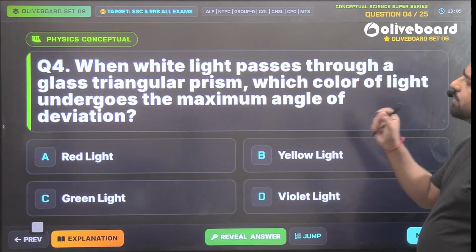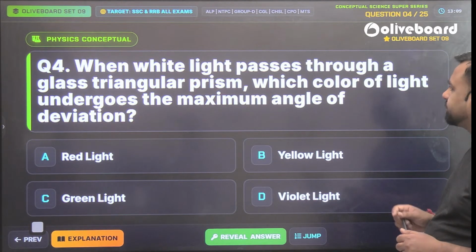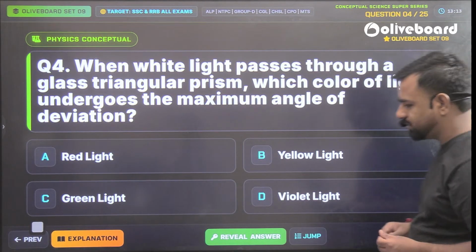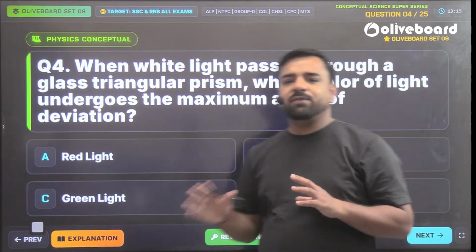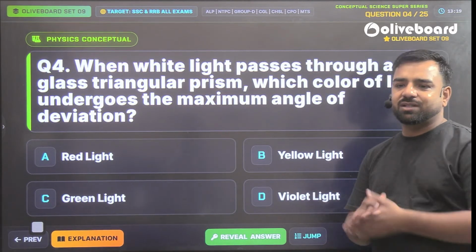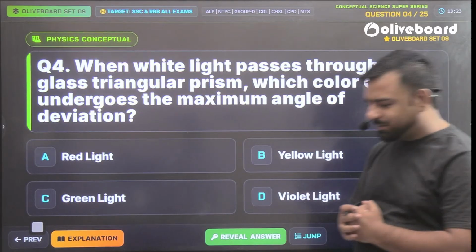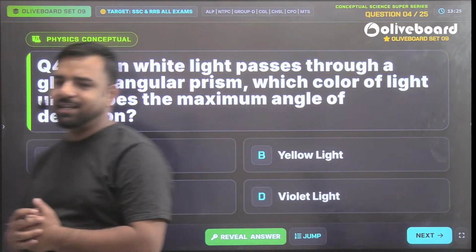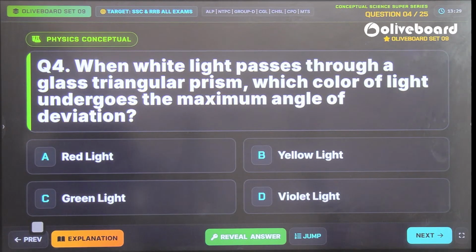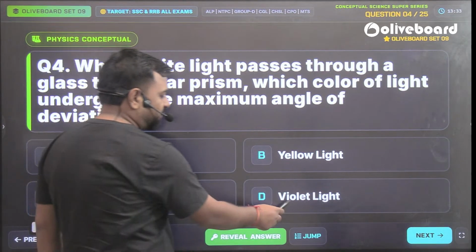Next, when white light passes through a glass triangular prism, which color of the light undergoes the maximum angle of deviation? We know about the wavelength, we know about the scattering, but this might create confusion. Let me check who can give the correct answer here. Will it be Ashish, Utkarsh or Harry? The first person to answer this is Utkarsh, and Utkarsh, you are 100% correct, brother. This time the correct answer is violet light.